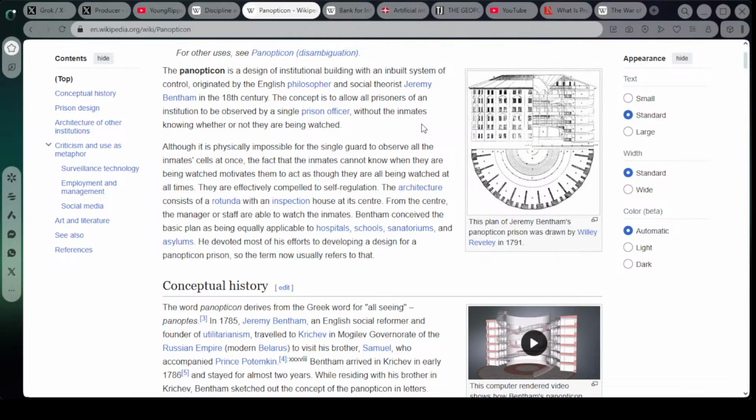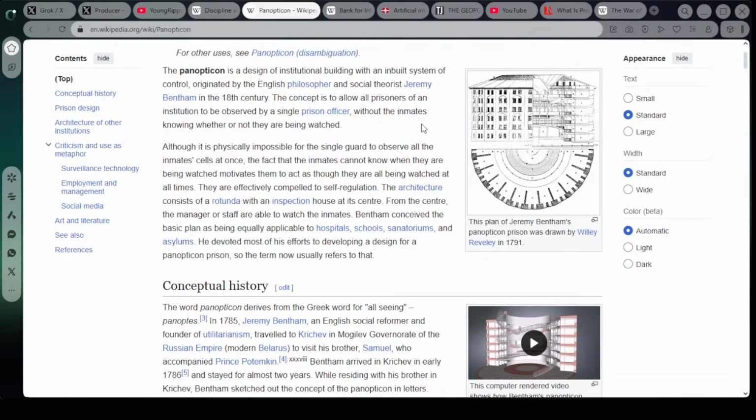Bentham conceived the basic plan as being equally applicable to hospitals, schools, sanatoriums, which is like insane asylums, and asylums. He devoted most of his efforts to developing a design for a panopticon prison, so the term now usually refers to that.